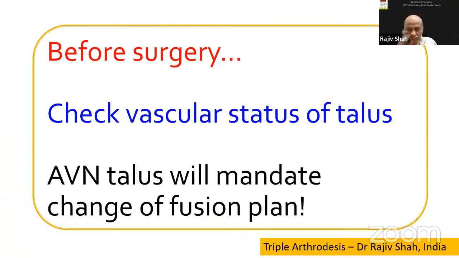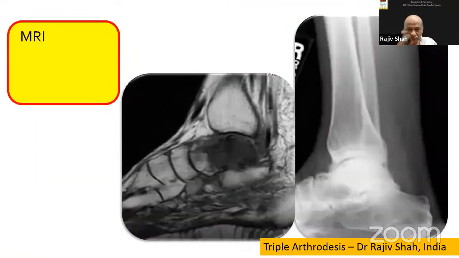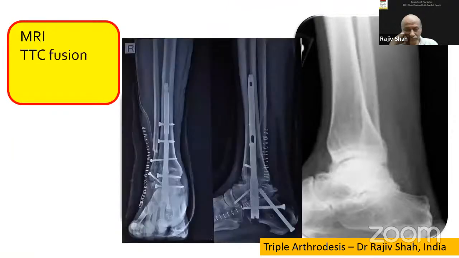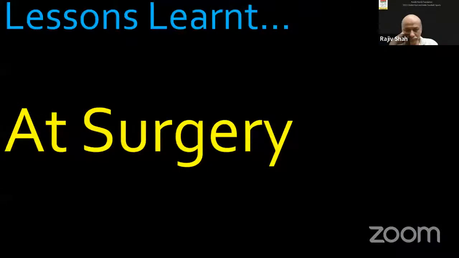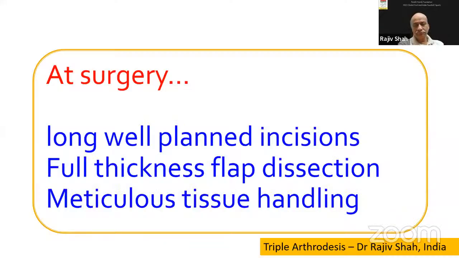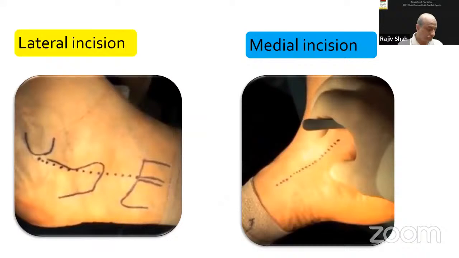Vascular status of talus must be checked before surgery, because if the talus is avascular, the procedure would change. You need to get an MRI and then either you go in for tibiotalocalcaneal fusion or you go in for total talus replacement for AVN talus. At surgery, the lessons learned are the following. Long well-planned incisions, full thickness flaps, meticulous tissue handling.